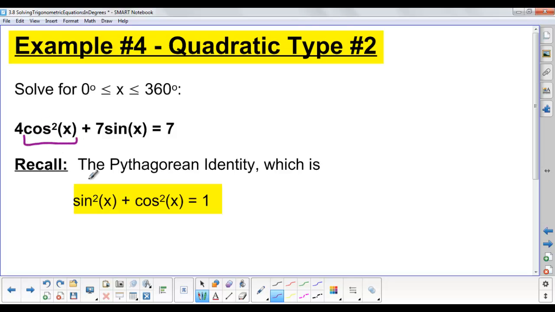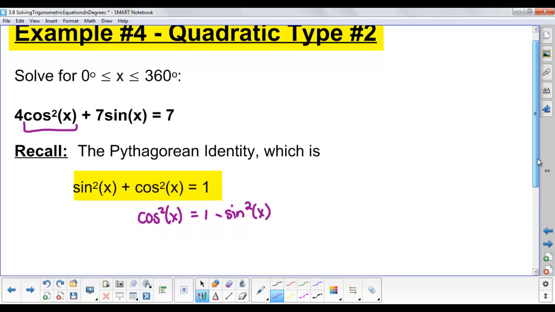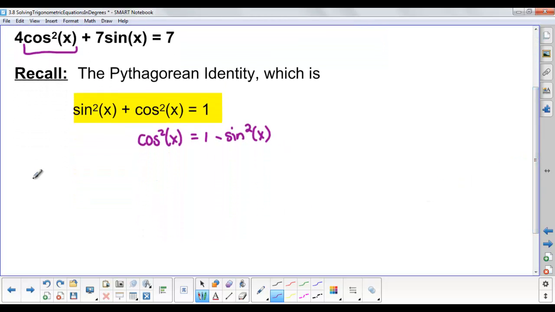Let's replace the cos squared. Now taking a look at the Pythagorean identity, I can rewrite it as cos squared is equal to 1 minus the sine squared. So we'll rewrite our question here as 4 times (1 minus sine squared) plus 7 sine x equals 7. So now we're all in terms of sine, which is helpful.